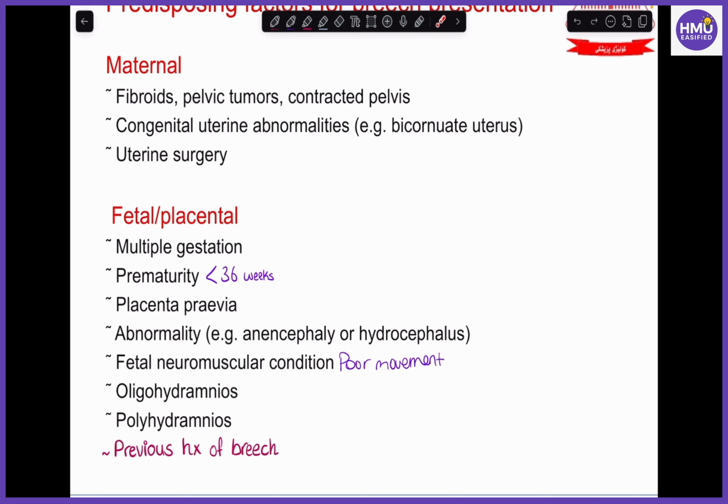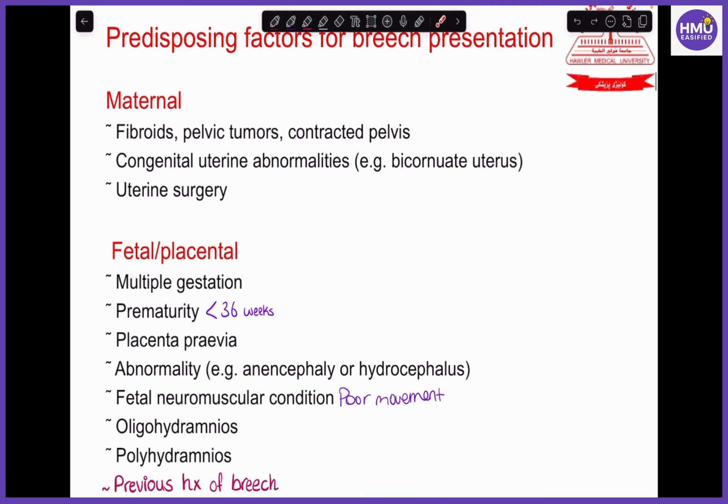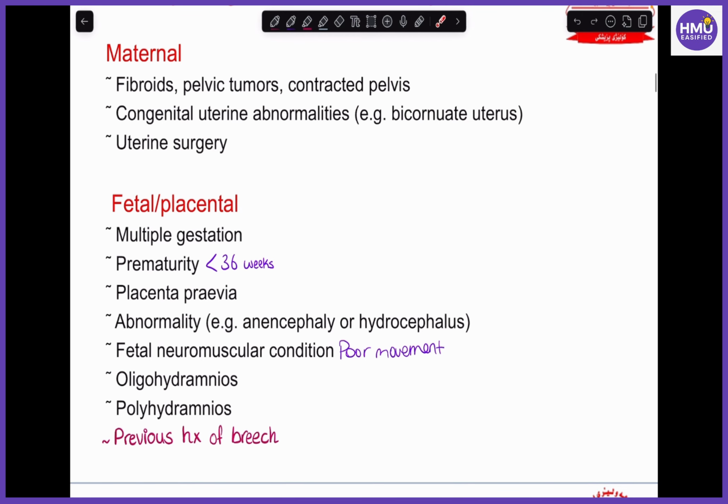So it prevents rotation of the fetus. And also congenital uterine abnormalities, meaning abnormal uterine shapes such as bicornuate and septate, and the other congenital uterine abnormalities. These also restrict the mobility.